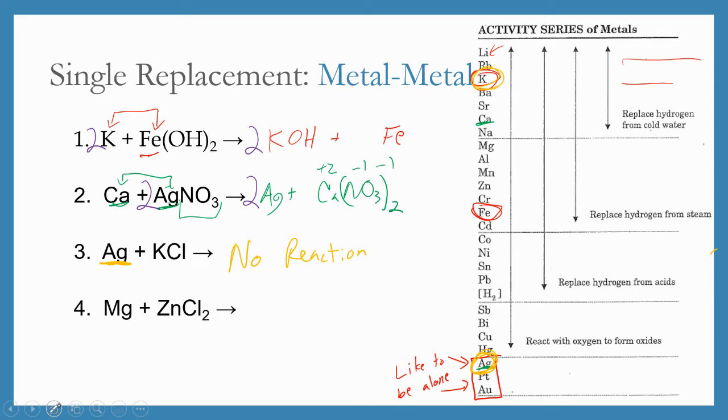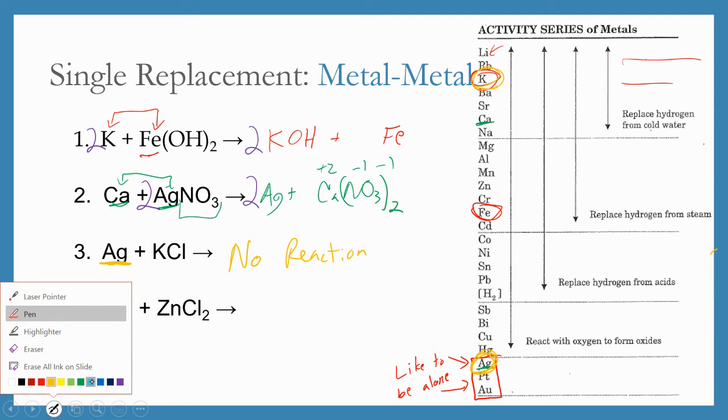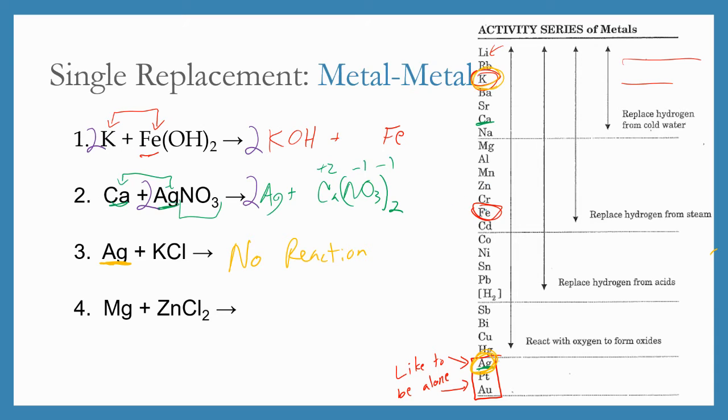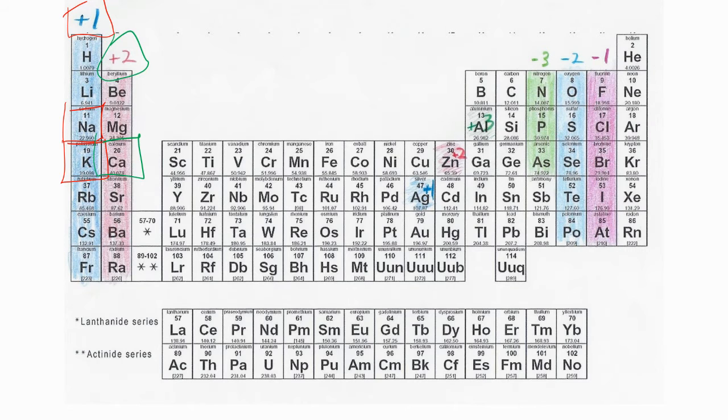This next one, though, that's going to have something going on. So let's take a look at zinc and magnesium. So zinc is closer to the alone side, so it will like to be alone. And magnesium's closer to the wants-to-be-with-something side, so it's going to want to be with the chloride. So let's check out our charges.